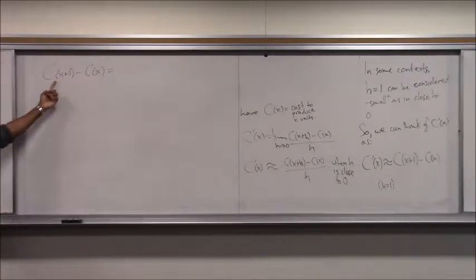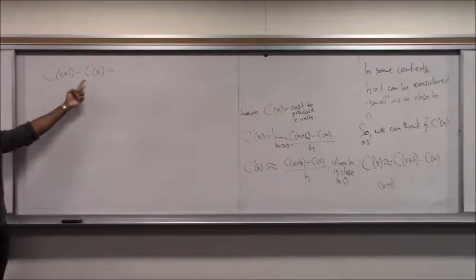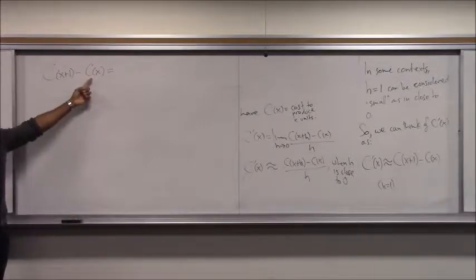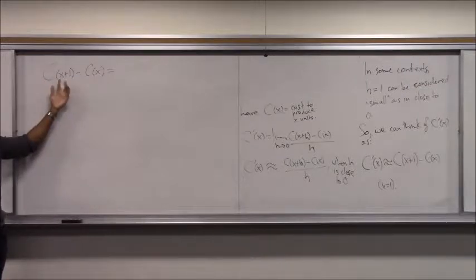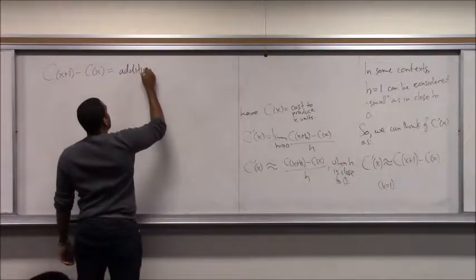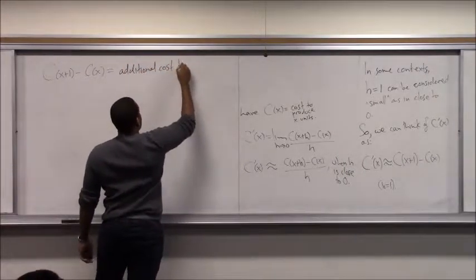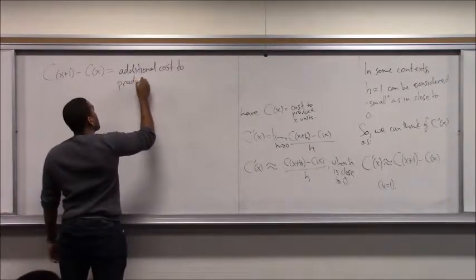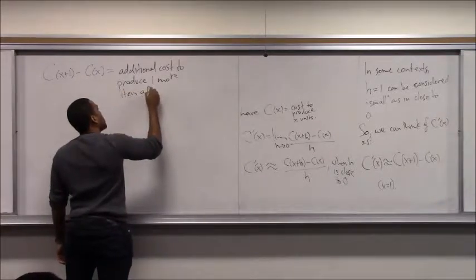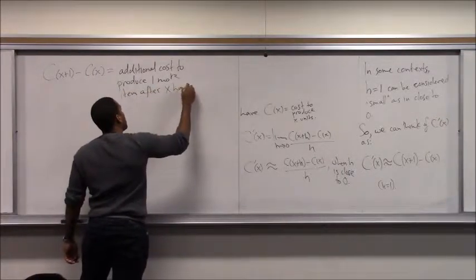Well, that would be this. This is the cost if we're producing one more item. But what does it mean to subtract that? So this is the cost to produce x items. This will be the cost to produce x plus 1 items. So if I subtract them, what I'm doing is I'm just finding the extra cost, right? The additional cost to make one more thing. So this is the additional cost to produce one more item after x have been produced.